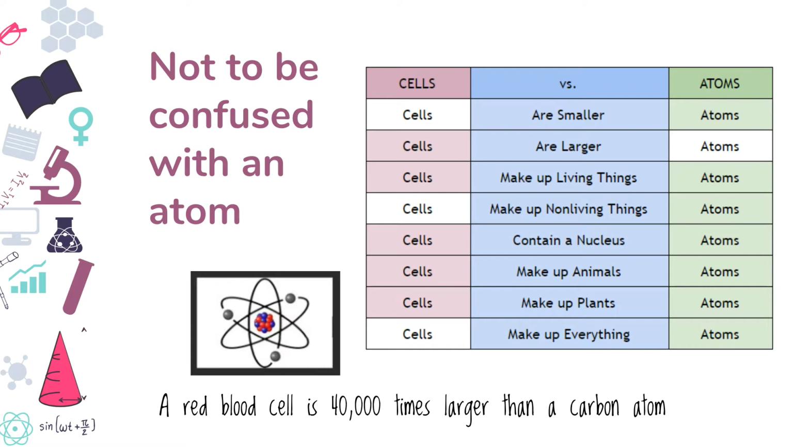Now, don't get confused between a cell and an atom. That can be confusing sometimes. So cells are what make up living things. They are quite a bit larger than atoms. As you can see, a red blood cell is 40,000 times larger than a carbon atom. Atoms make up everything. So yes, living things are made up of atoms, but non-living things are made up of atoms and not cells. So cells are those larger units that make up living things like animals and plants and fungus, whereas atoms make up everything. So don't be confused between those two.